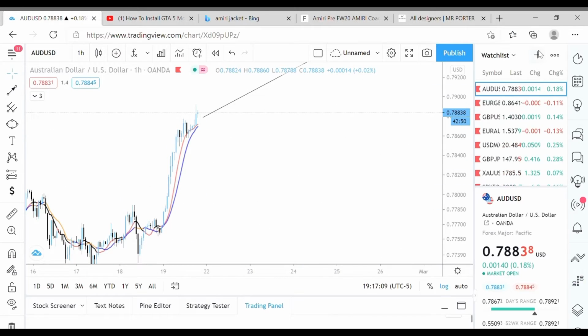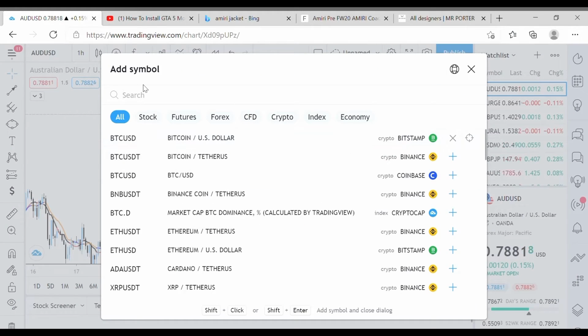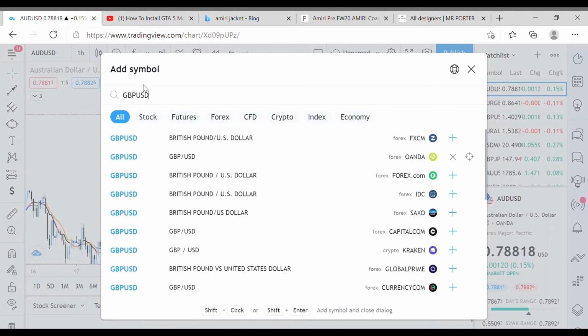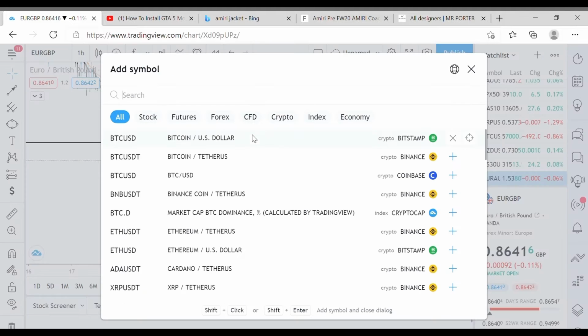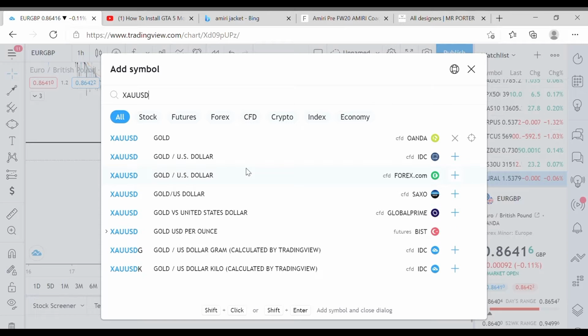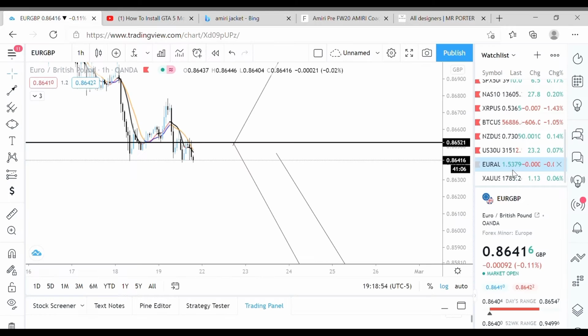So I'm gonna go to a different pair. Let me see. What's a good pair? I think GBP/USD. Nah, no. I'm all over the place. I'm gonna do the forex one.